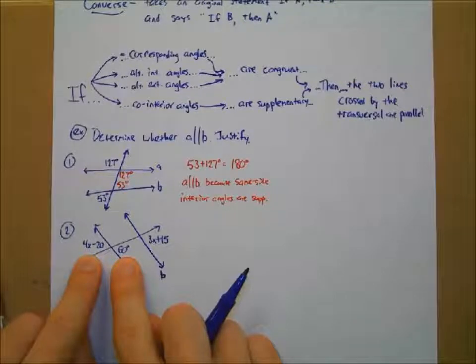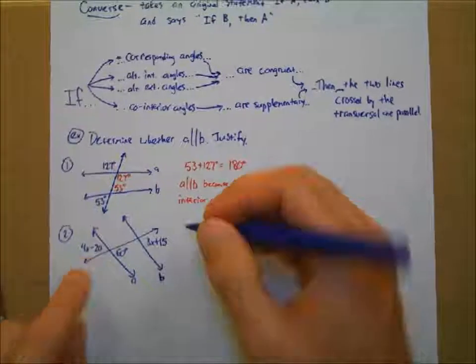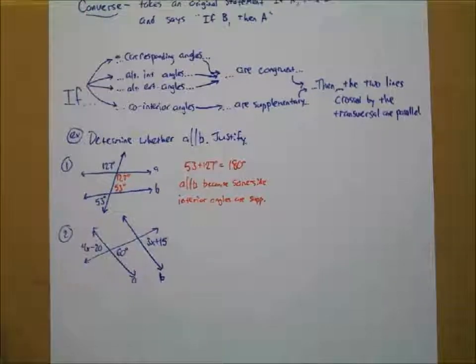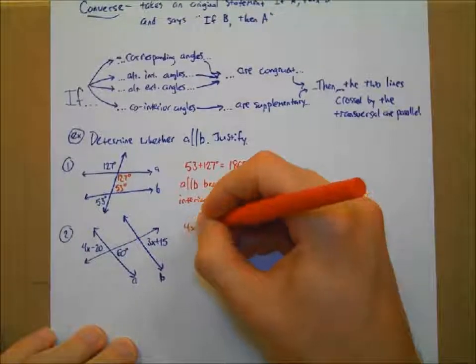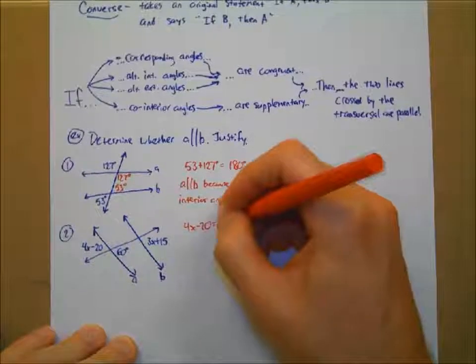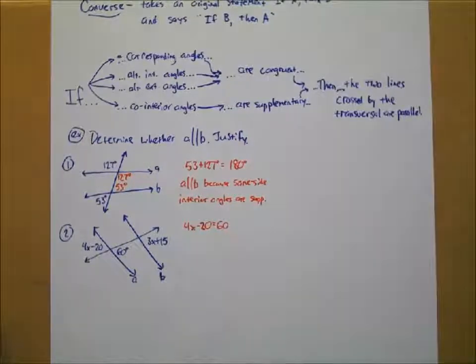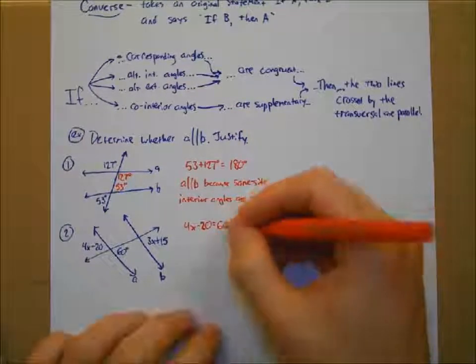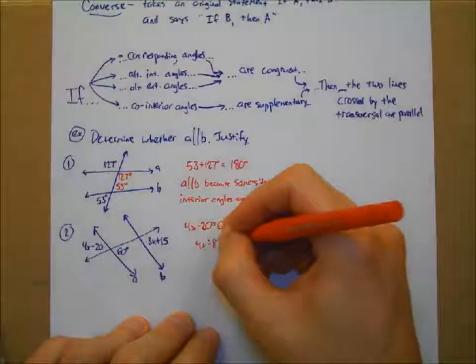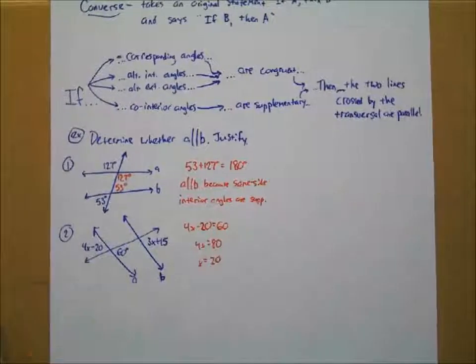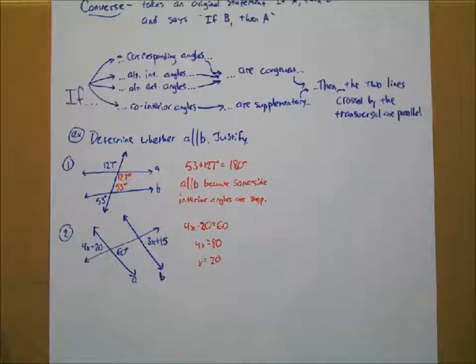Jake? Why must these be equal? They're vertical. Do vertical angles require that you have parallel lines? No. So this will always be true, and that's why we're going to start. Our equation must say 4x minus 20 equals 60. That's where we have to start. Okay? So we'll solve. I get x is 20.